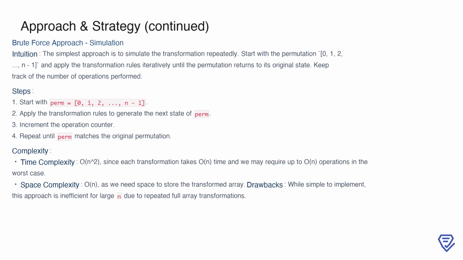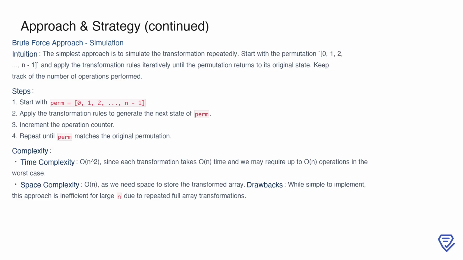The brute force approach is the most straightforward way to solve the problem. Here, we simply simulate the transformation process step by step. We start with the original permutation 0, 1, 2, ..., n-1 and apply the transformation rules to generate the next permutation. Each time we apply the transformation, we increment a counter to track the number of operations.